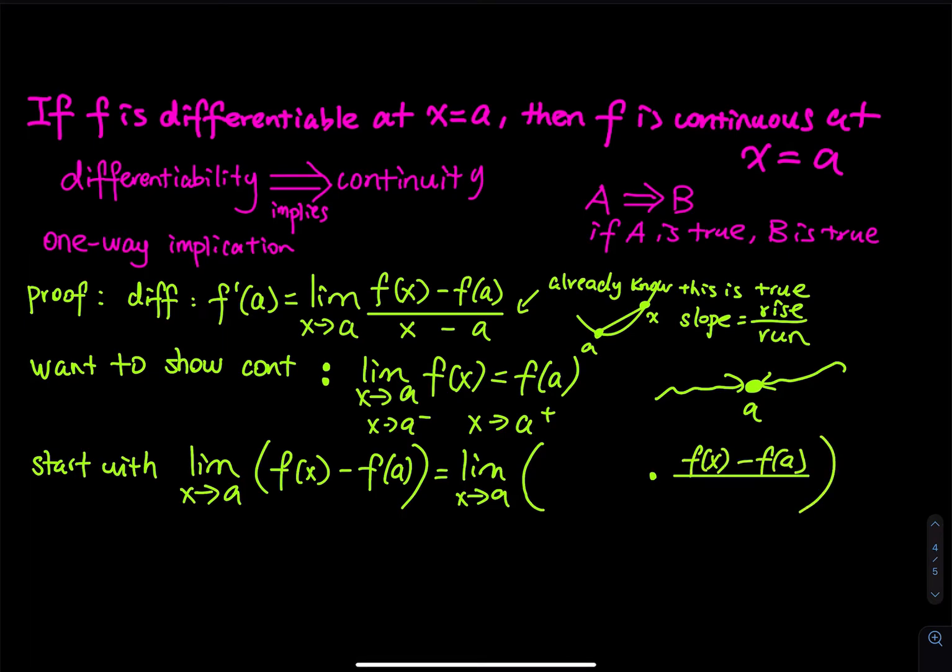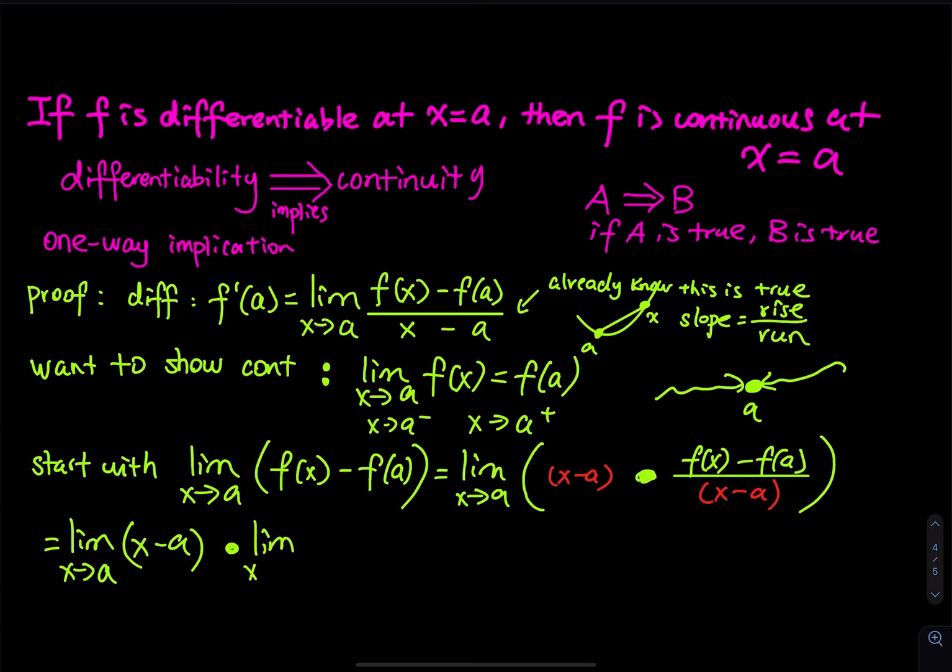What's the extra quantity? The extra quantity, which I'll write in red, is x minus a over x minus a. If I do this, I just multiply f of x minus f of a by x minus a divided by itself, so that doesn't change anything. Then you split it up into two limits. That equals the limit as x approaches a of x minus a, this is the first limit, multiplied by the limit as x approaches a of f of x minus f of a divided by x minus a.